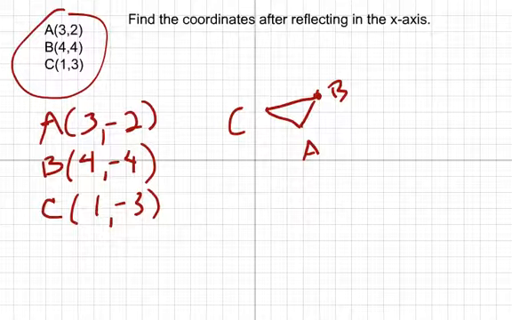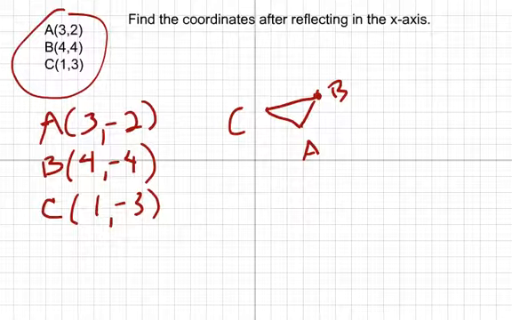So we have find the coordinates after reflecting in the x-axis. So we've plotted our figure, but then we're reflecting in the x-axis. And like I said, for the x-axis, you just change all of the y values to negative, or if they already are negative, you change them to positive. So you're just changing the sign in the front.